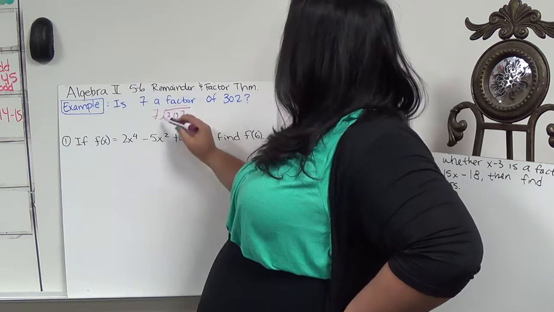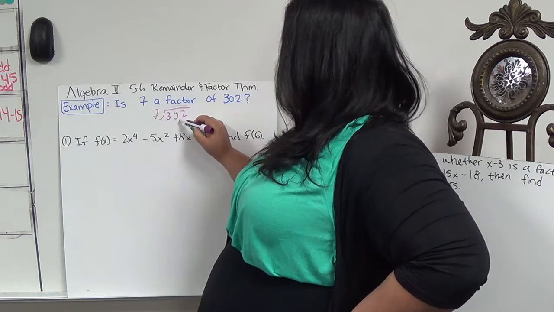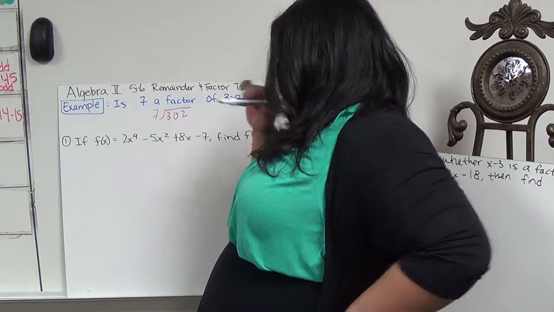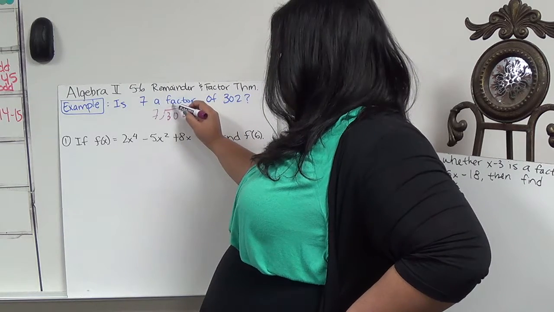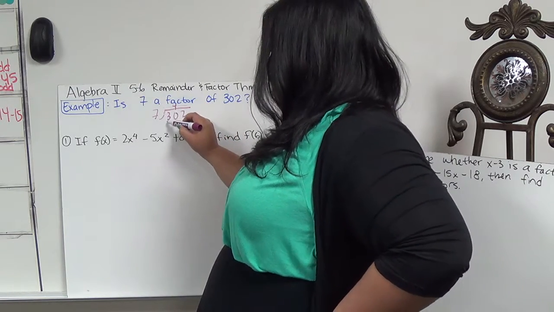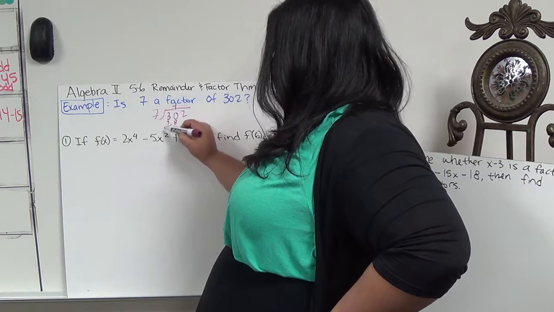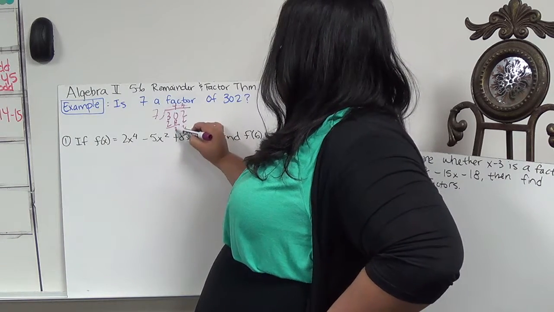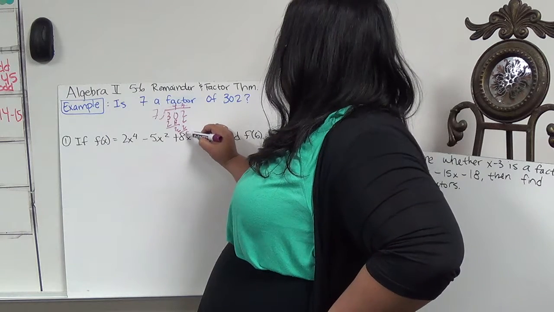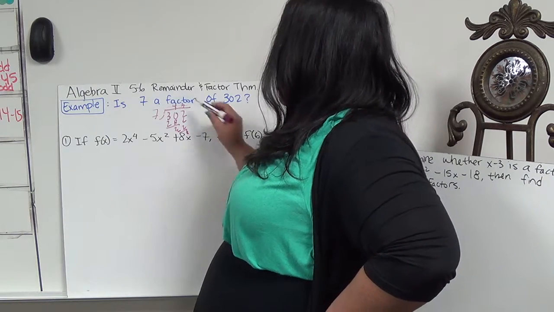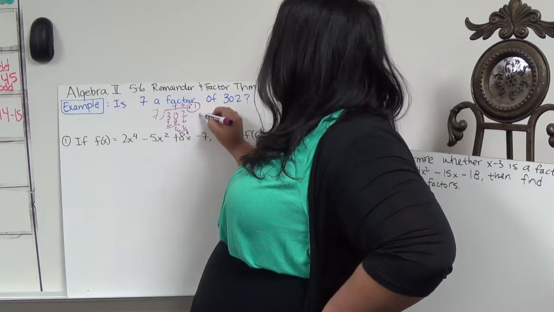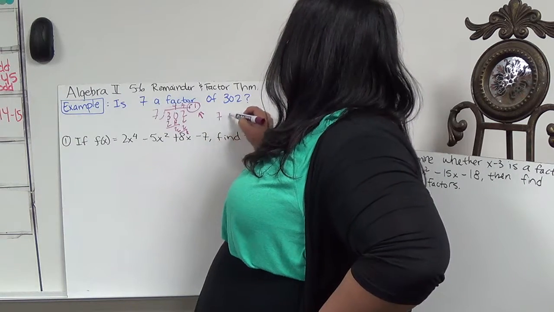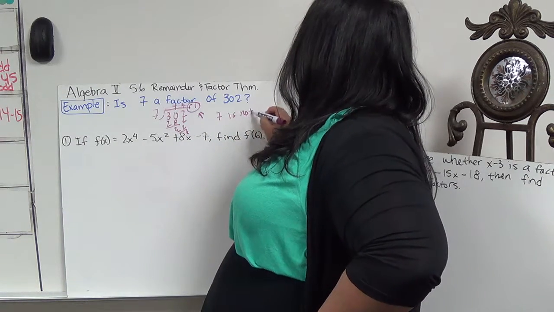302. So 7 doesn't go into 3, but it goes into 30. It goes into 30 four times. 7 times 4 is 28. Subtract to get 2, bring down a 2, and then it goes in 3 times, so 21, remainder 1. Right? Because of this remainder of 1, it means that 7 is not a factor.